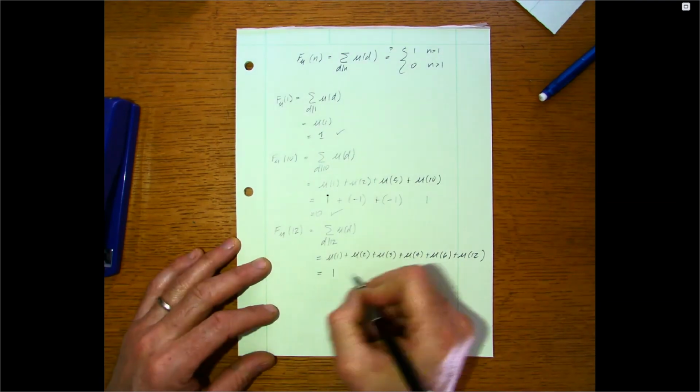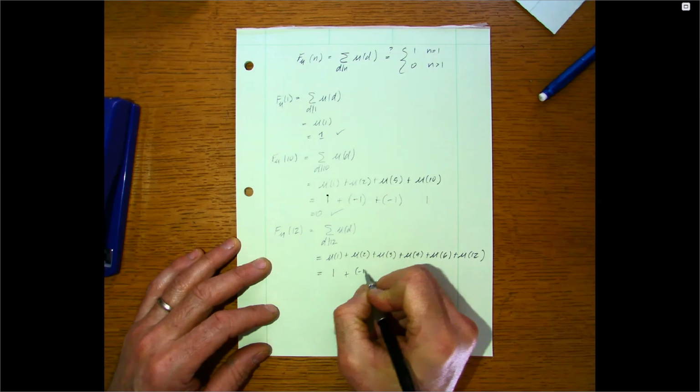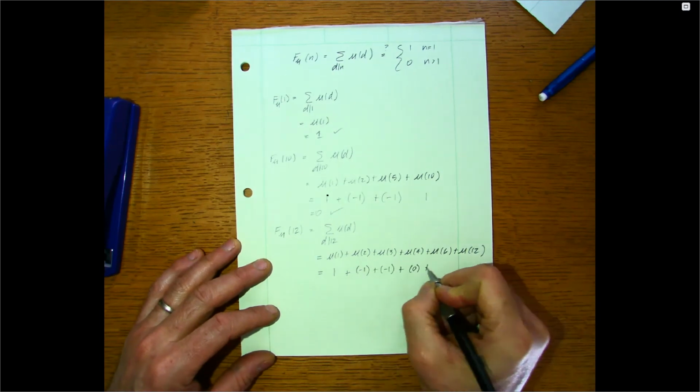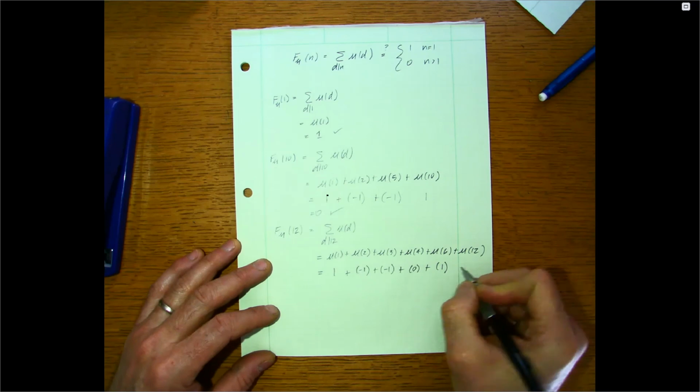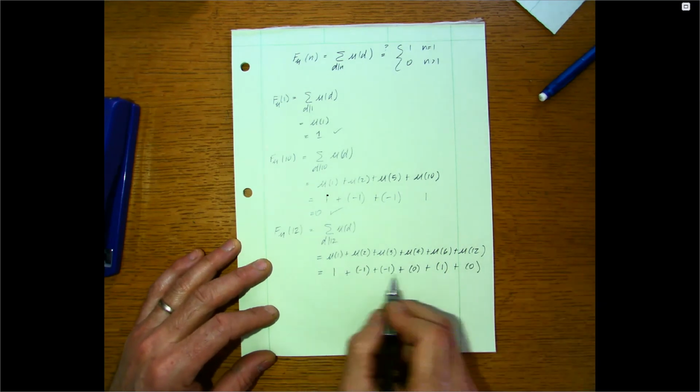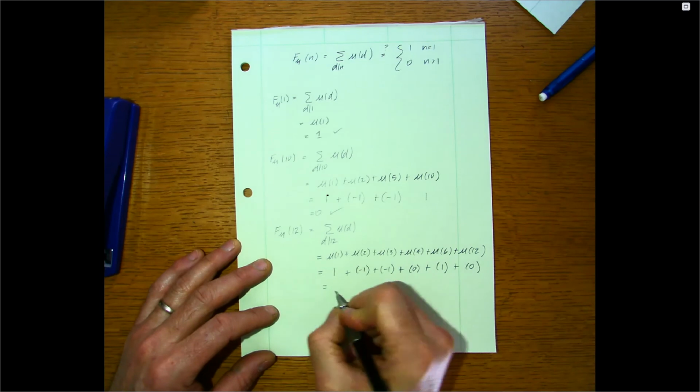So what do we get there? 1. This is negative 1. This is negative 1. This is a 0. This is positive 1. And this is 0. So I see the 1 and positive, negative, and negative. Again, we get 0 here.